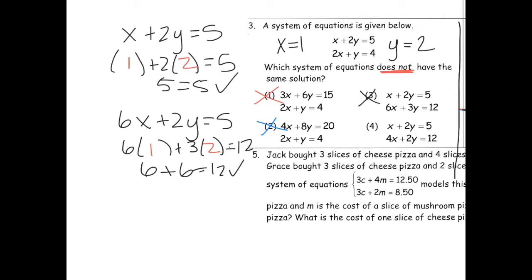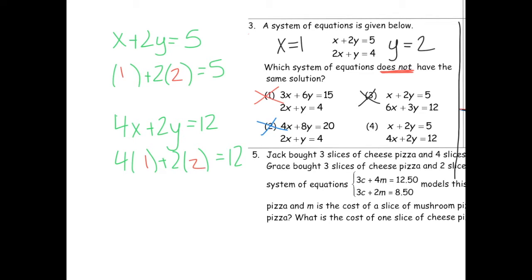So hopefully number 4 will be it. All right, so we have 1 plus 2 times 2. That is 5 equals 5. That works. And then 4 plus 4. Does that equal 12? 8 does not equal 12. So we have our answer. Choice 4 does not work.